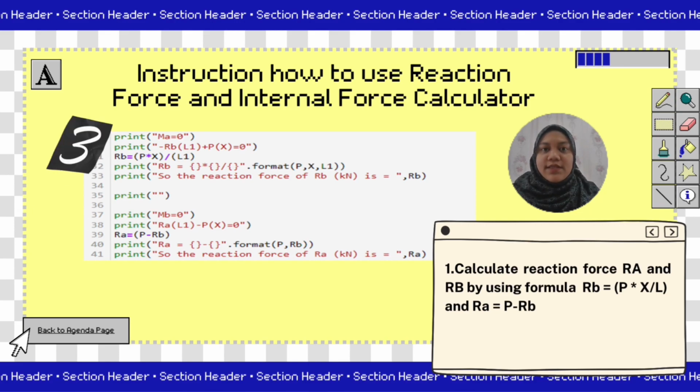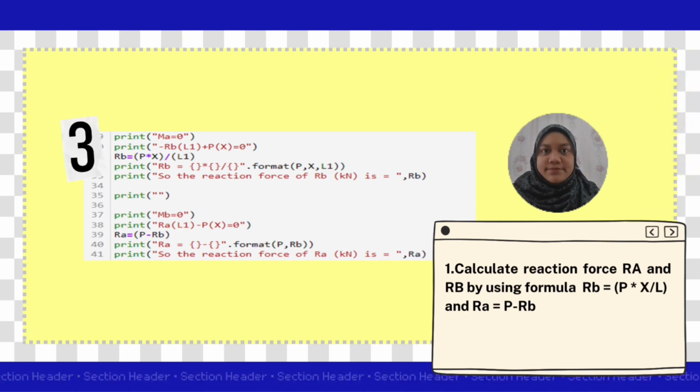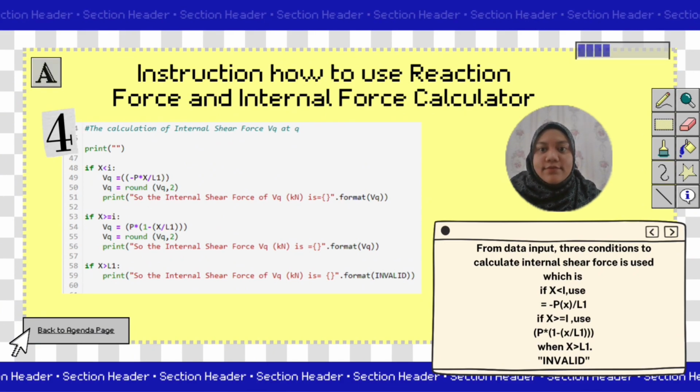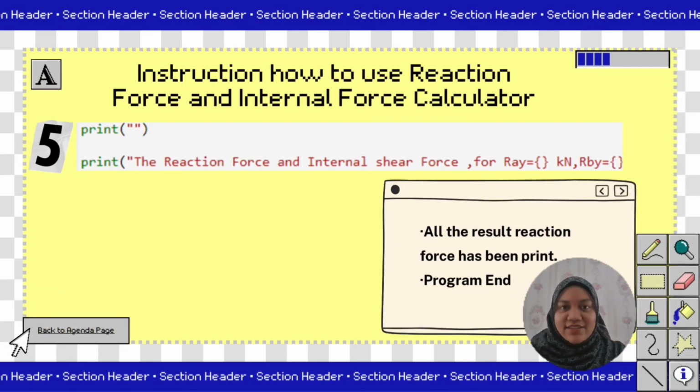RB is equal to P times X over L, and RA is equal to P minus RB. From the data input, three conditions to calculate the internal shear force are used. The first one is if X is less than I, the second is if X is greater than or equal to I, and lastly is when X is greater than L1. Lastly, all the results of the reaction have been printed and the program ends.